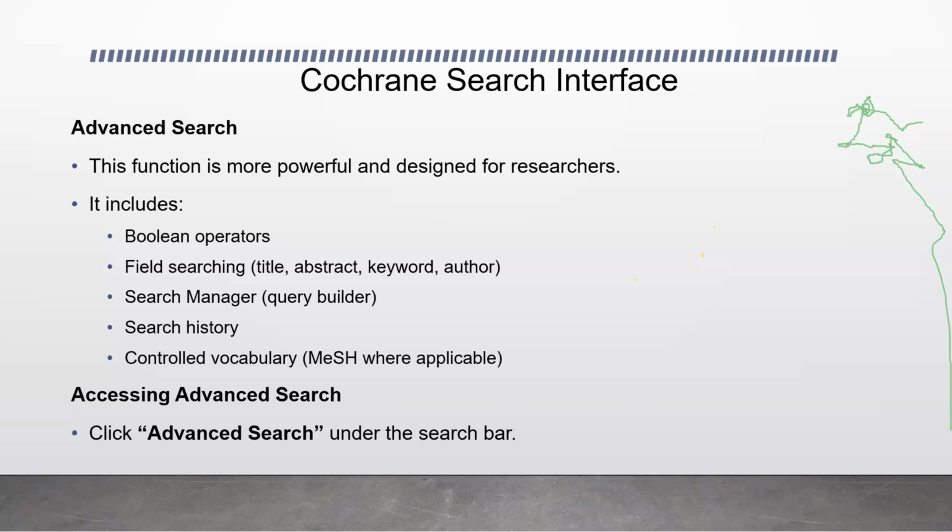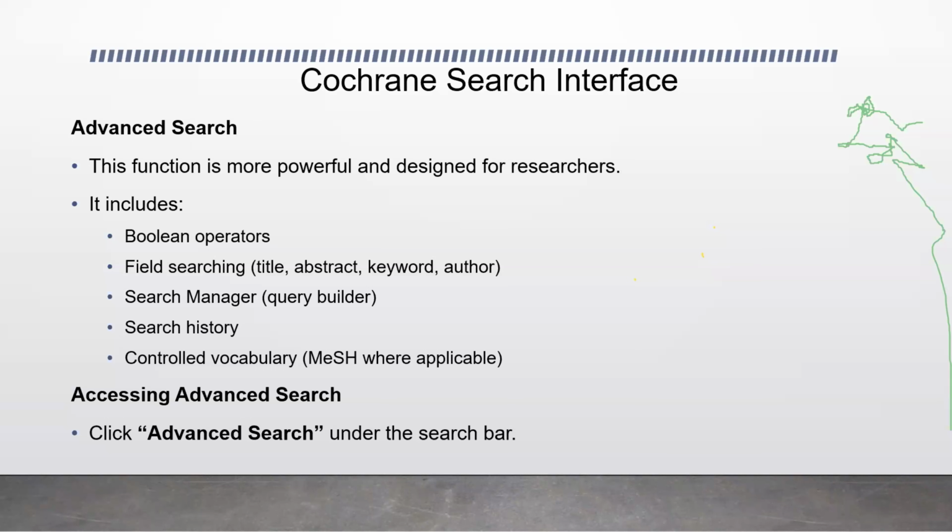Okay. So the good thing with advanced search in Cochrane, this is a very powerful tool. As I've said, it is designed for researchers because it includes Boolean operators and field searching, integrated together. But also you can apply the search manager, which is a query builder, and you can see your search history, and then you can also use the controlled vocabulary, the MeSH terms where applicable. You can see all these in advanced search in Cochrane. We will see later on.